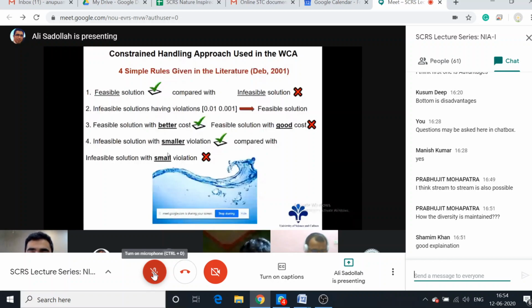But compared to the penalty function, I think based on my experience, this constraint handling approach works very well. So you may use this one in your codings, not just for WCA, for any optimization method you use. You can use this kind of constraint handling approach. So this is the first paper, published in 2012.